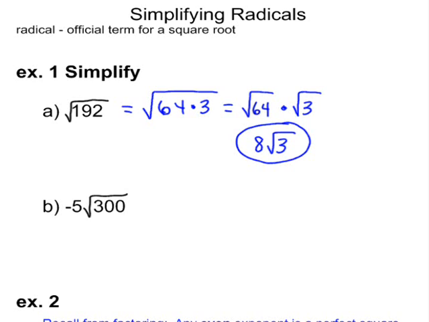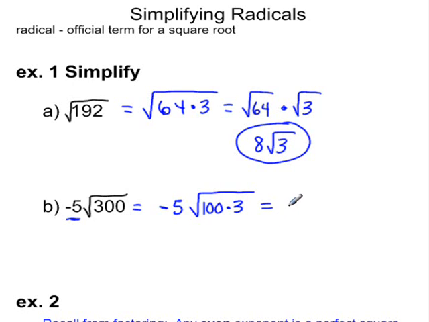Same thing for our B example. Now this is different because we have a term on the outside, but what I'm going to do is leave that alone for right now, and I'll come back to it at the end. So we're doing the same thing. I'm trying to think of perfect square factors of 300. Some of you might have already thought of it. There's only one pair that works for this one also. That would be 100 times 3. 100 is our perfect square here.